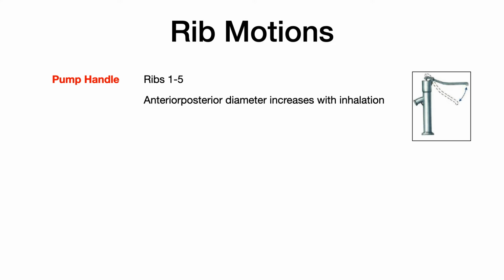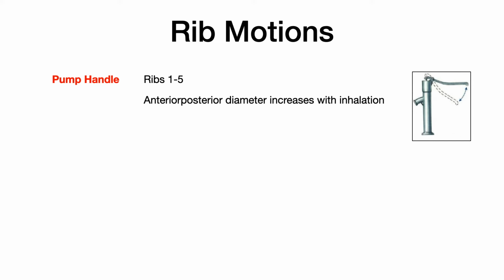When physicians describe the various motions that ribs perform during the breathing cycle, they can be said to be pump handle, bucket handle, or caliper motion. Ribs 1 through 5 are pump handle ribs. This means that in the breathing cycle, the anterior posterior diameter, or AP diameter, increases with inhalation.